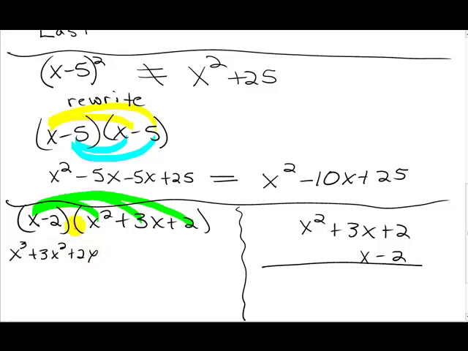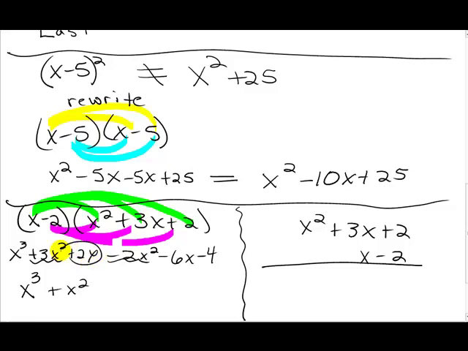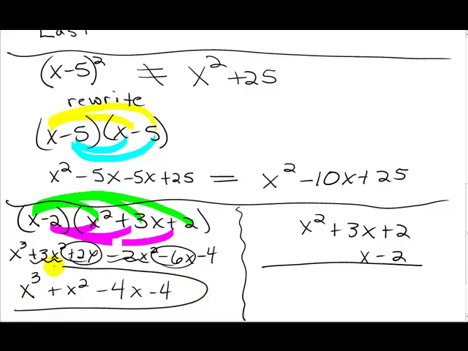And then I'll come through and multiply the negative 2 times everything. So minus 2x squared minus 6x minus 4. Come through and combine like terms. You've got some x squares. And then we've got x's. So we've got x cubed plus x squared minus 4x minus 4.